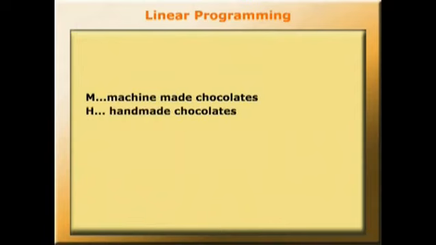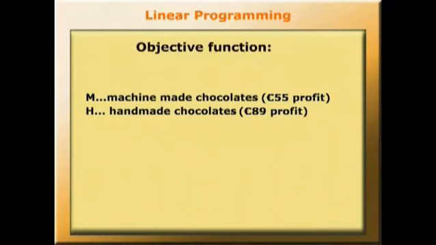Here we follow a series of steps in linear programming to determine how a Belgian chocolate producer should allocate his resources to maximise profits. In this case, we want to find the optimum number of batches of machine-made chocolates that we'll call M, and handmade chocolates that we'll call H. Now, since a batch of M makes 55 euros profit and a batch of H makes 89 euros profit, our objective function can be written as maximise 55M plus 89H.